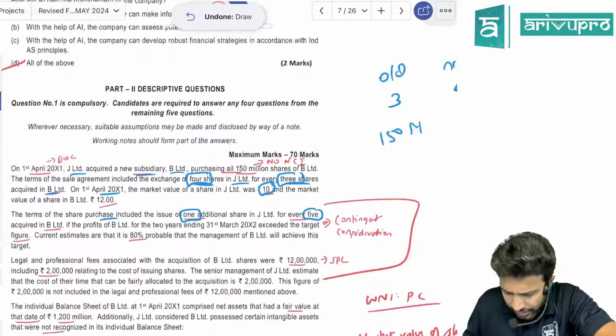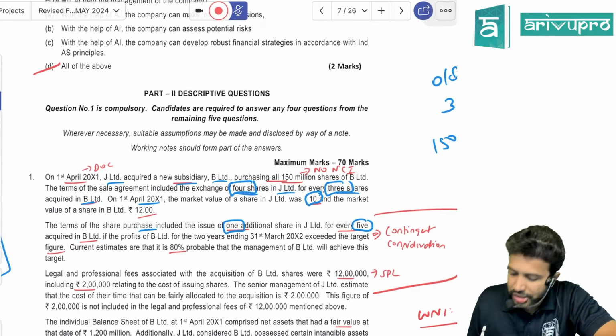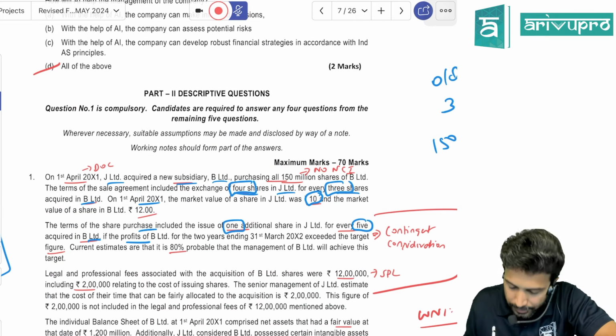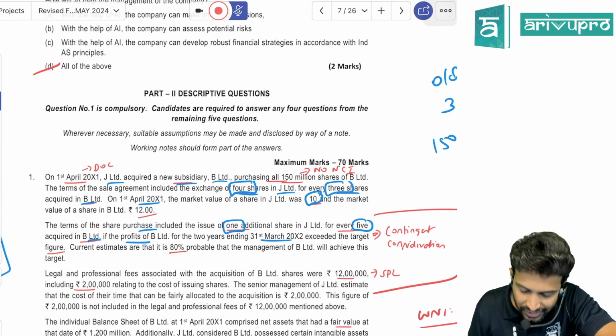But is it given straight away? No. We are giving 1 additional share for every 5 shares acquired in B if the profits of B Limited, that is the subsidiary company, for the 2 years ended 31st March exceed the target figure.